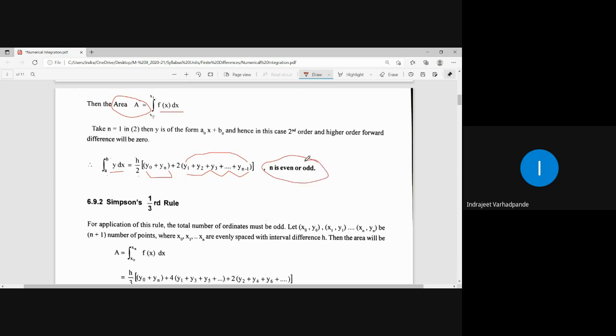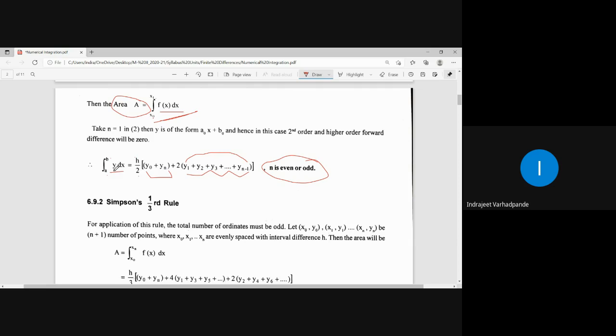Here, whatever may be n, either n is even or n is odd. So in that case this particular integral of y is nothing but any function of x to be integrated between a to b. b minus a will be n into h. Either n will be given or h will be given. So accordingly you can have the corresponding values of y for the respective x: x0, x1, x2, x3, x4, and their corresponding values will be y0, y1, y2, y3, y4 and so on.